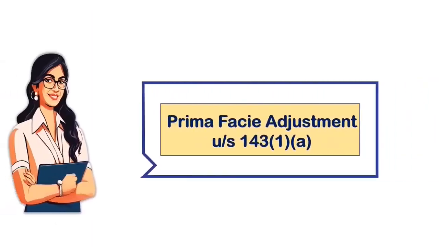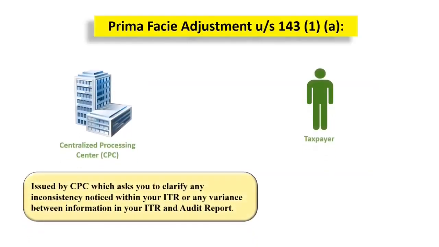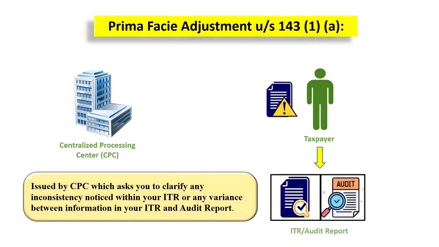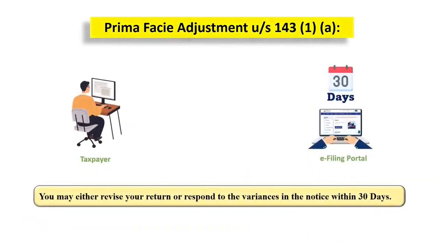Prima facie adjustment under section 143 subsection 1A is issued by CPC, which asks you to clarify any inconsistency noticed within your ITR or any variance between information in your ITR and audit report. You may either revise your return or respond to the variances in the notice within 30 days.